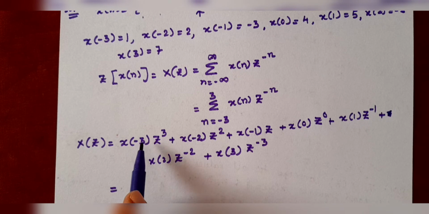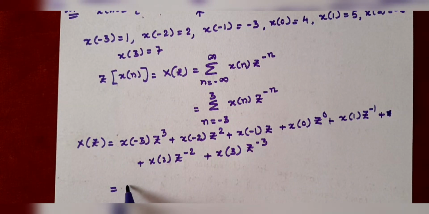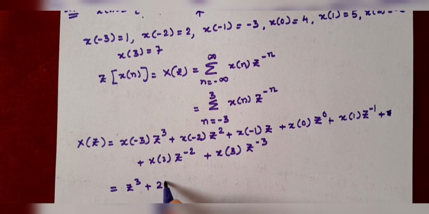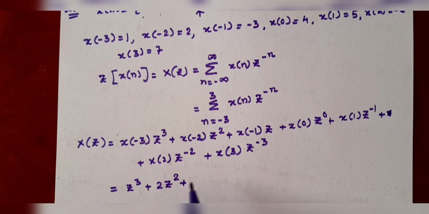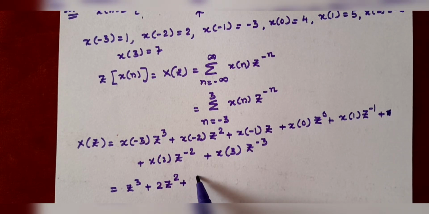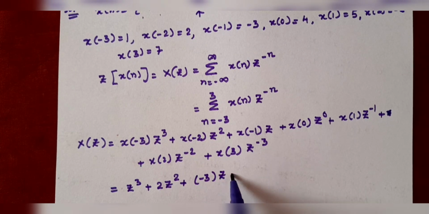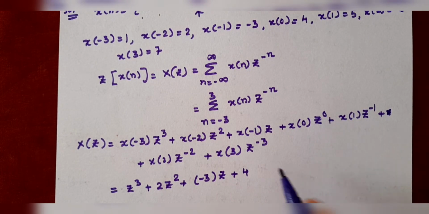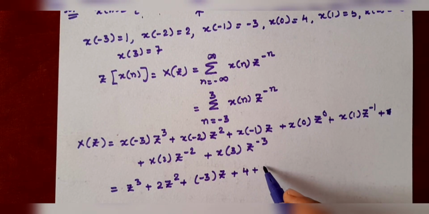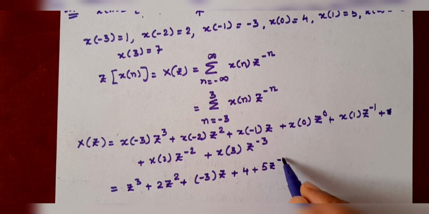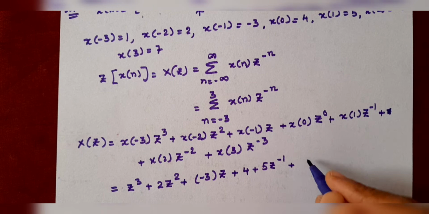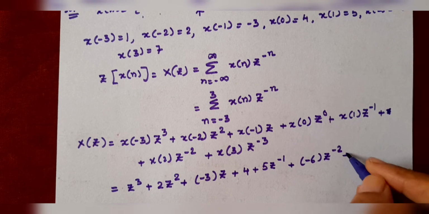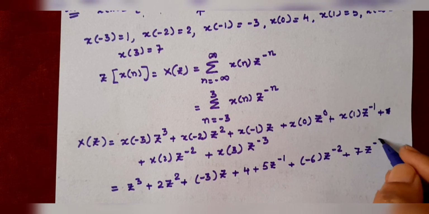Substitute the values of x. What is x of minus 3? It is 1, z to the power 3, plus x of minus 2 is 2, z square, plus x of minus 1 is 3, minus 3z, plus x of 0 value is 4, z to the power 0 value is 1, plus x of 1 is 5, z to the power of minus 1, plus minus 6, z to the power minus 2, plus 7 z to the power minus 3.